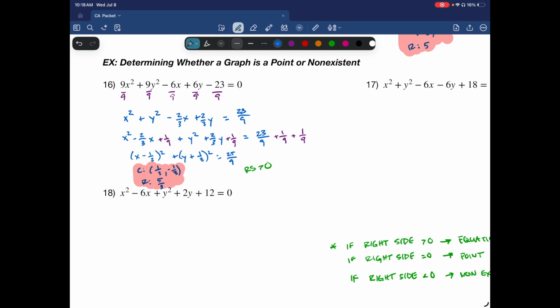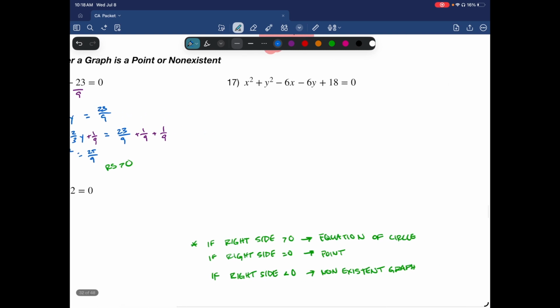Okay, let's do it again on 17. So we got x squared minus 6x plus y squared minus 6y equals negative 18. All right, so half of 6 is 3. 3 squared is 9, so I got plus 9, plus 9. All right, so this is going to give me x minus 3 squared plus y minus 3 squared equals 0.